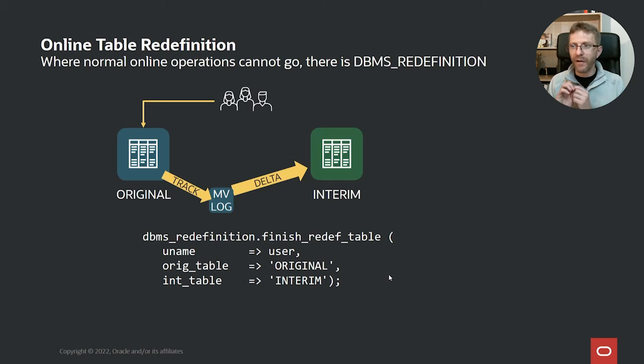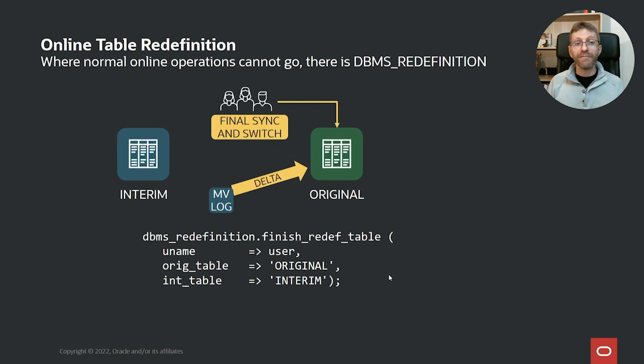And then for a very short amount of time, it will lock the original table, because it will need to do the final sync of the final modifications to the original table and to the interim table, and then switch the names. And here we can see that the table that was named original, now it's called interim, and the table that was called interim, now it's called original. And the new transactions will use the new table version.